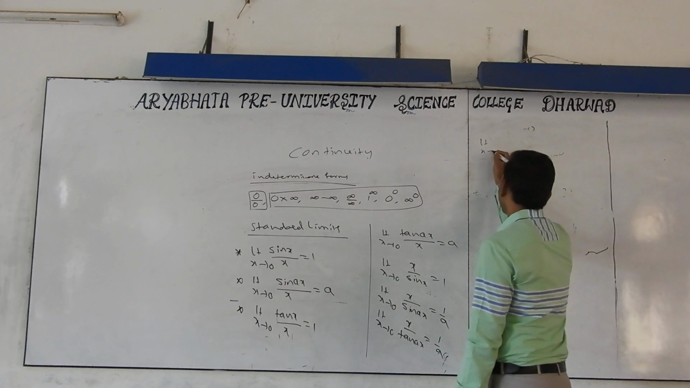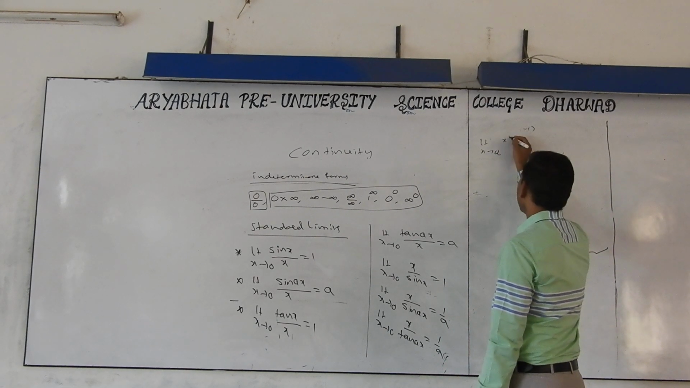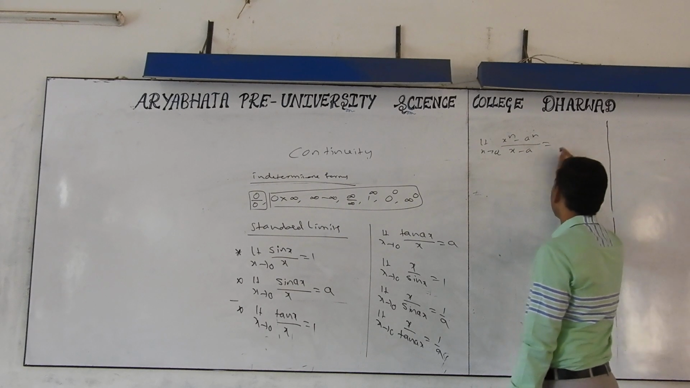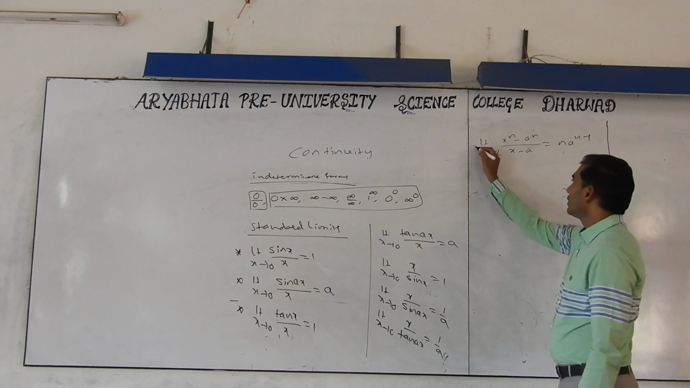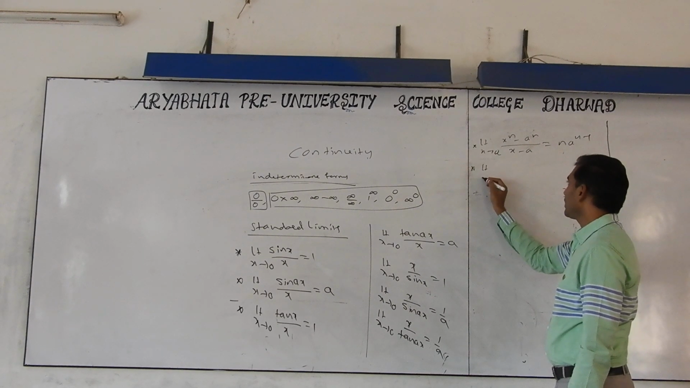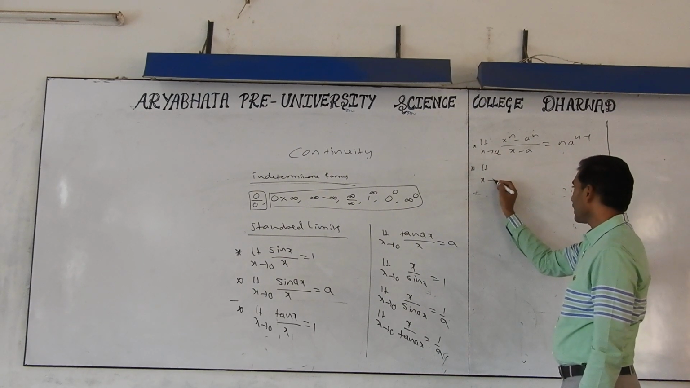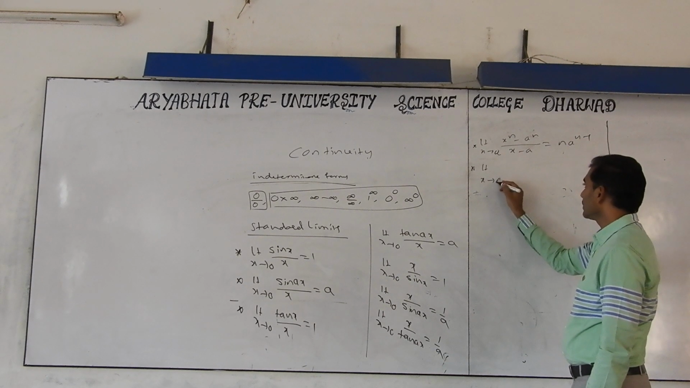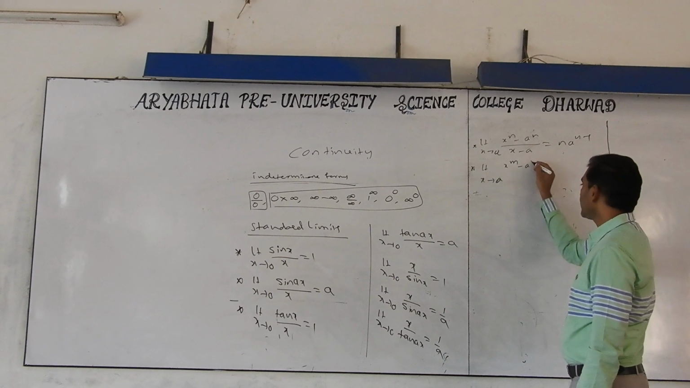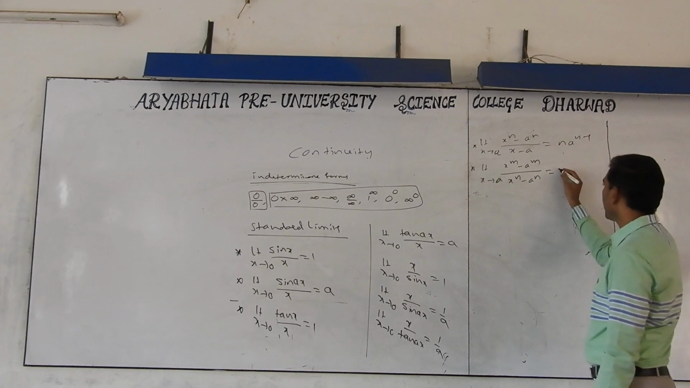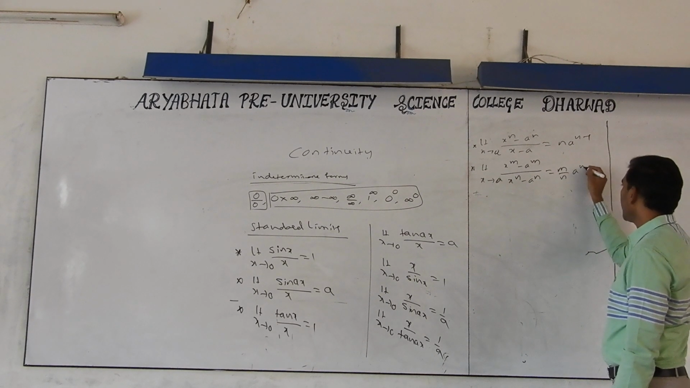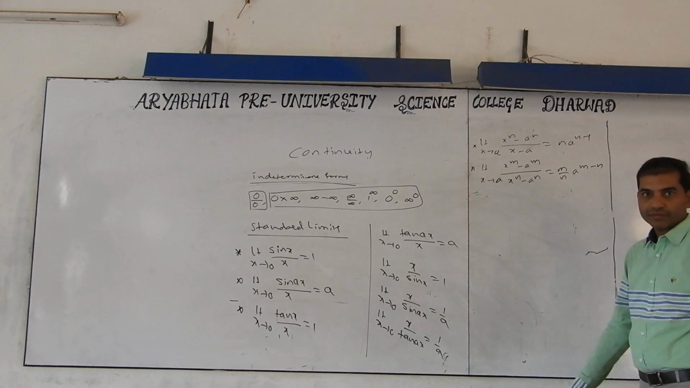Limit x tends to a, x raised to n minus a raised to n by x minus a, equal to n into a power n minus 1. Next formula, limit x tends to a, x raised to m minus a raised to m by x raised to n minus a raised to n, equal to m by n into a power m minus n.